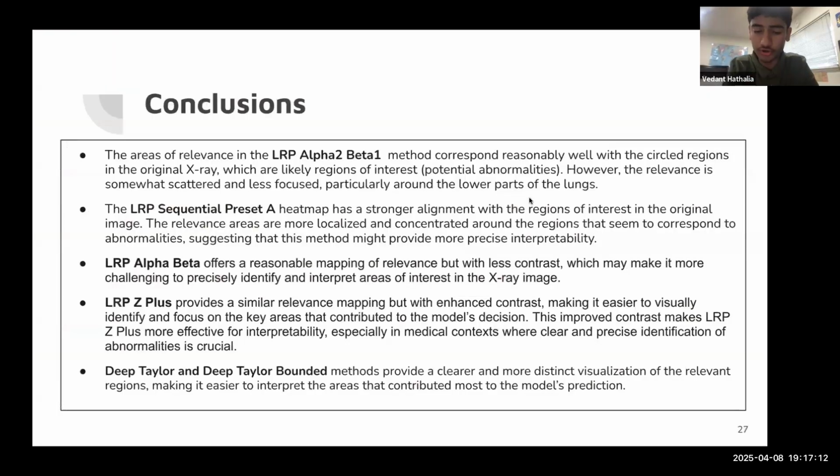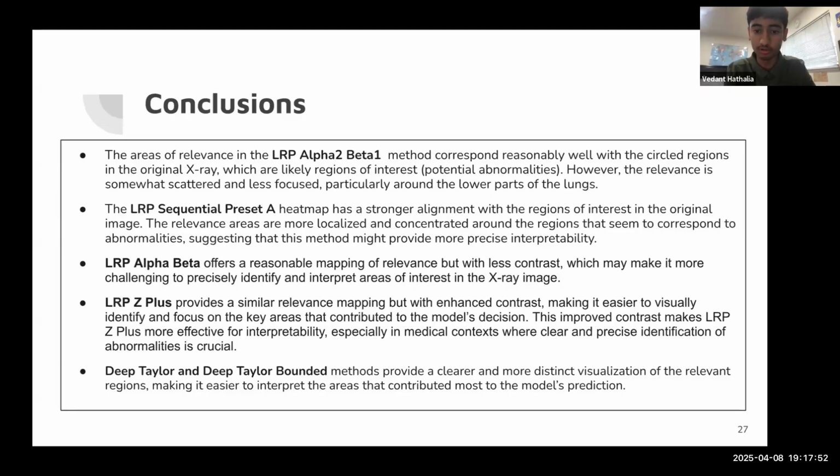So as the conclusion, just analyzing the results and differences between the specific LRP rules, we found that for LRP alpha 2 beta 1, the areas of relevance corresponded reasonably well with the actual results in the original X-ray and the radiologist reports that we looked at, analyzing what specific abnormalities existed that created their results in terms of COVID or pneumonia diagnoses. However, the relevance there was scattered in terms of where the highlighted regions were and weren't very focused, specifically in the lower parts of the lung, where most of the pneumonia diagnoses are made based on the lower opacifications.